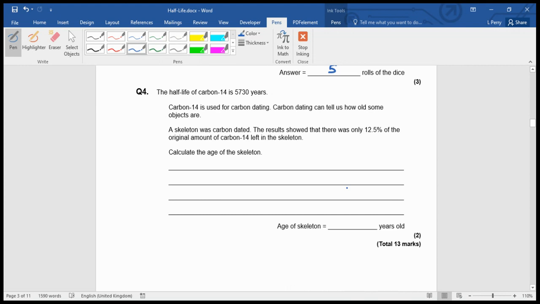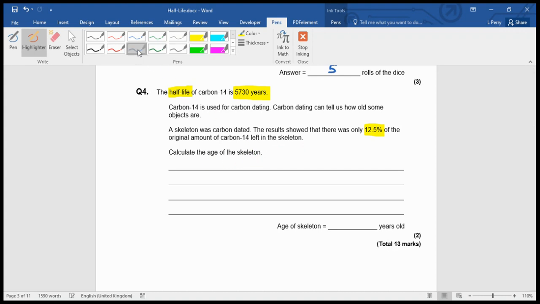Right, another one, again presented slightly differently. The half-life of carbon-14 is 5,730 years. So it takes 5,730 years to halve. Carbon-14 is used for carbon dating. Carbon dating can tell us how old some objects are. A skeleton was carbon dated. The results showed that there was only 12.5% of the original amount of carbon-14 left in the skeleton. Calculate the age of the skeleton.